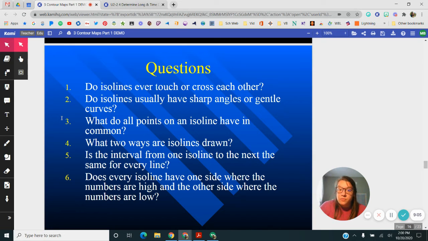And is the interval from one isoline to the next the same for every line? Yes. If you go up by 1s, you go up by 1s. If you go up by 5s, you're going to keep going up by 5s. If you go up by 10s, you keep going up by 10s, so on and so forth. The last question says, does every isoline have one side where the numbers are high and the other side where the numbers are low? That's going to be key.